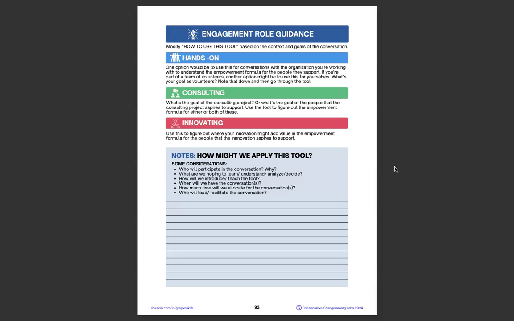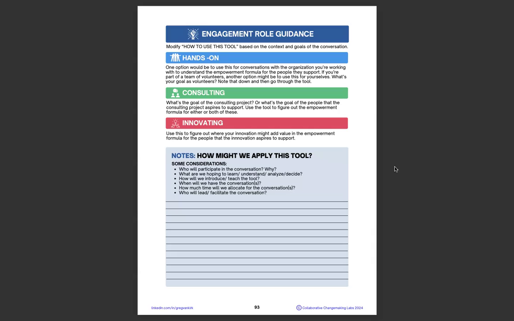If you're part of a team of volunteers, another option might be to use this for yourselves. What's your goal as volunteers? What are you trying to achieve? You're the volunteers, that's the people. Note that down and then go through the tool. If you're engaged in a consulting role, what's the goal of the consulting project? Or what's the goal of the people that the consulting project aspires to support? Use the tool to figure out the empowerment formula for either or both of these. And if you're innovating, use this to figure out where your innovation might add value in the empowerment formula for the people that the innovation aspires to support.